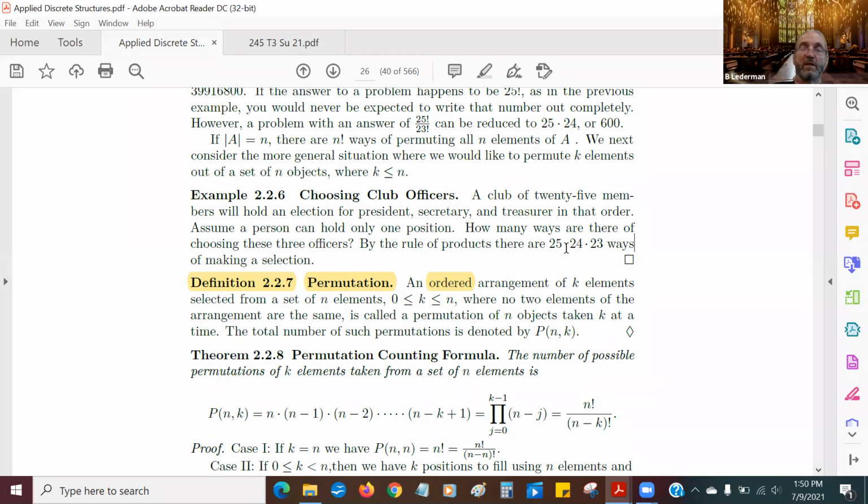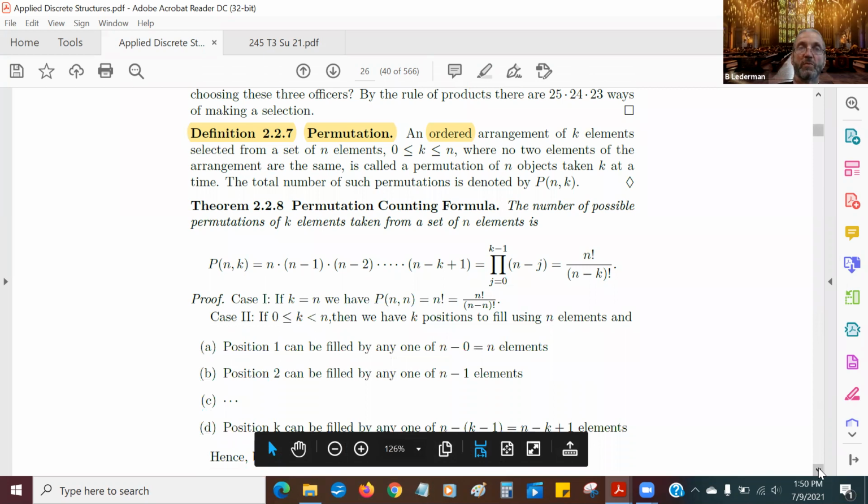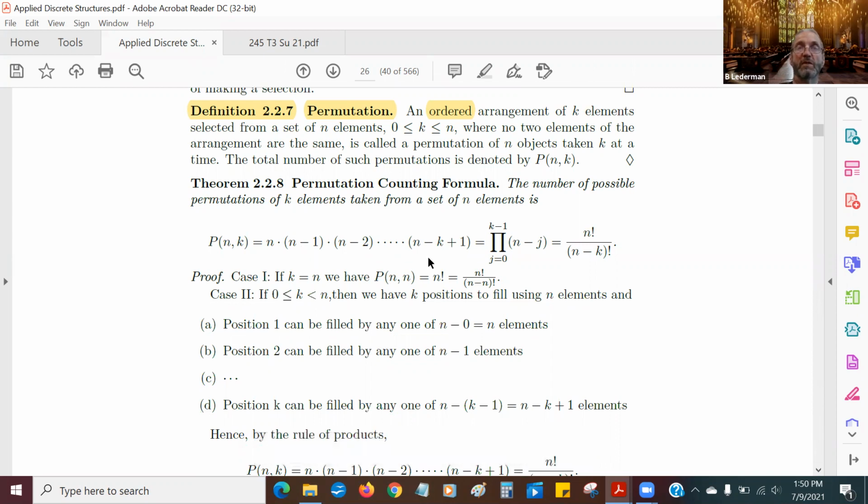But we're going to get to that in an upcoming section. We're going to talk about that specifically. But for now, here's the formula. The formula is, drumroll please, P of n comma k, which is n times n minus 1 times n minus 2 dot dot times n minus k plus 1. That's the product as j goes from 0 to k minus 1 of n minus j. And that's also expressed as n factorial divided by n minus k factorial.